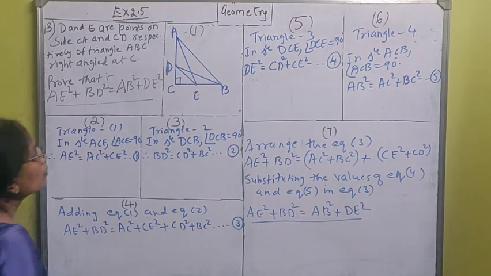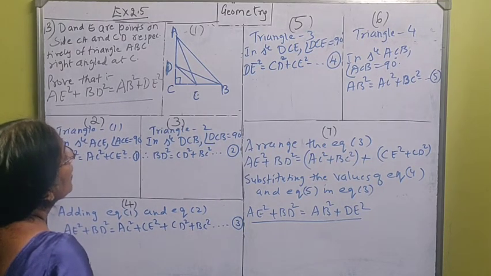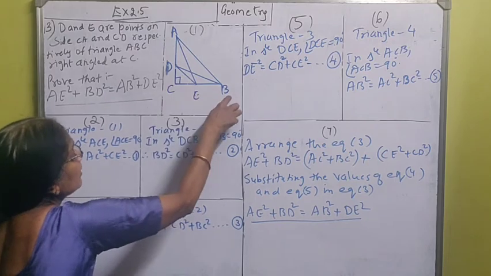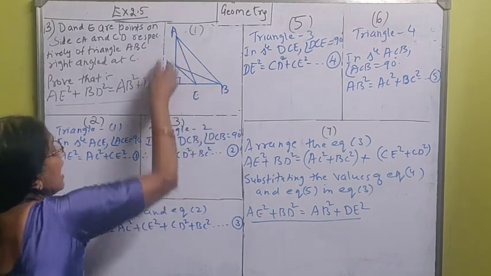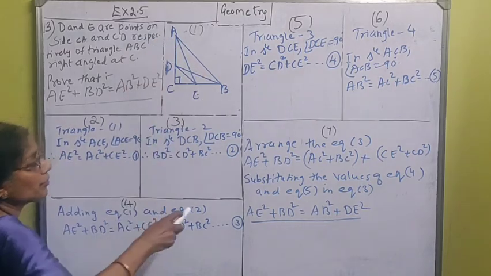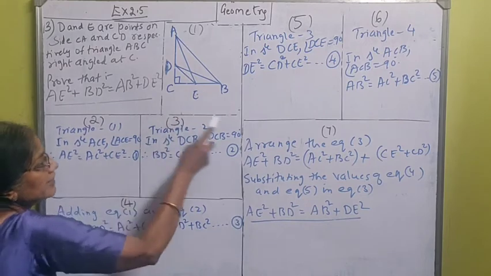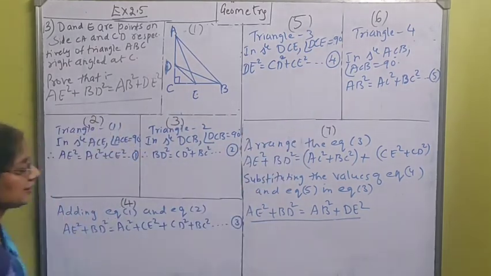Then I am going to triangle number 4. Which is triangle number 4? Triangle number 4 is ACB. In triangle ACB, angle ACB is 90 degrees. So what you get is AB is the hypotenuse. So AB square is equal to AC square plus BC square. Let it be equation 5.